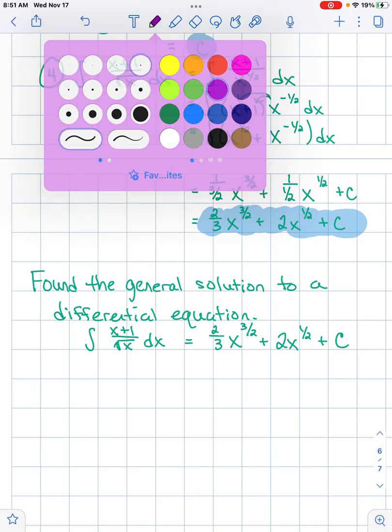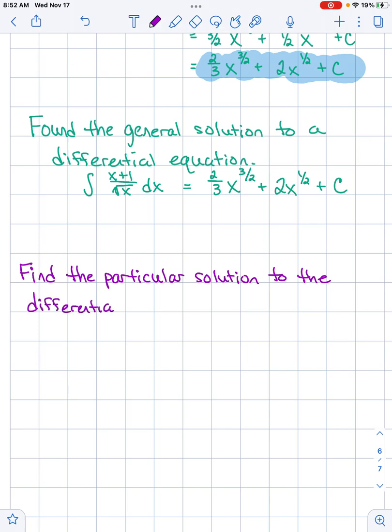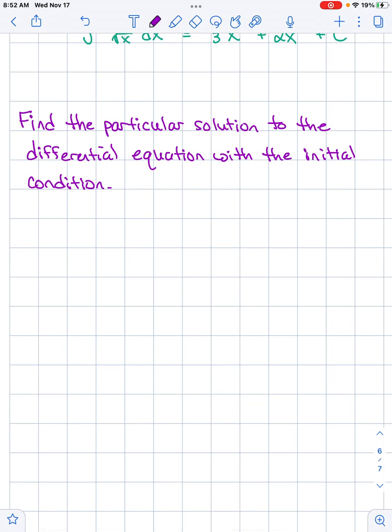Time for a different color. Okay, now we're going to look for the particular solution. So we're going to find the particular solution to the differential equation with the initial condition. That's a mouthful. That's a lot. But we'll get there. So I'm going to give you an example. Let's see, f prime of x is 6x minus 8x cubed. And the initial condition is that f of 2 is equal to 3.